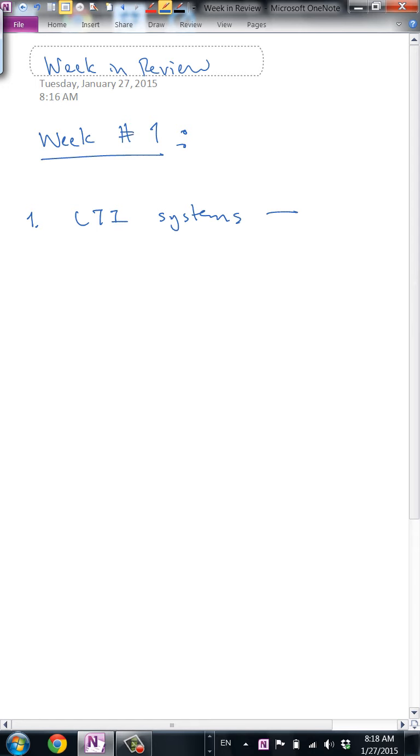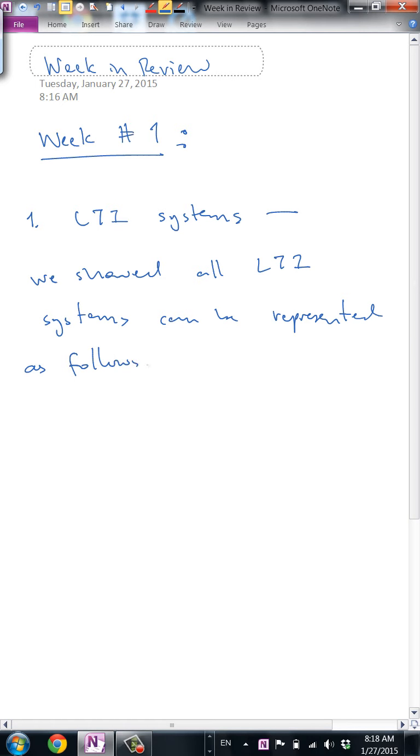And we talked a little bit about what this is. And what we did is we showed that all LTI systems can be represented as single derivative ordinary differential equations. And in matrix vector form, this looks like this: x dot is equal to Ax plus Bu. And let's give a quick example so that we remember what this means.